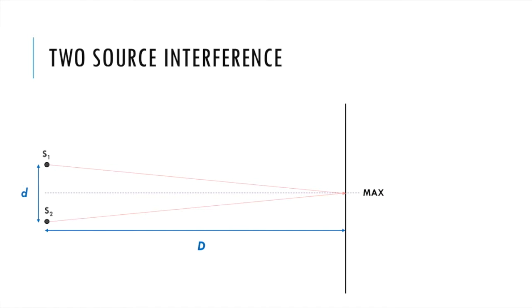That's the one special spot where you have some symmetry. Anywhere else we choose to go, there's going to be a path difference. So let's look at a point P up here, some distance away from the center.